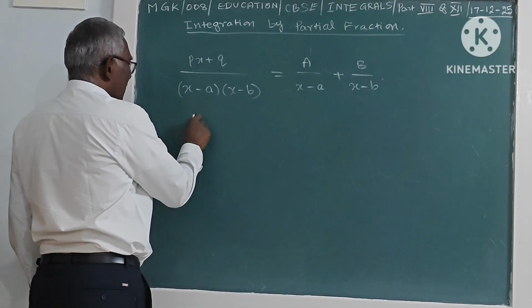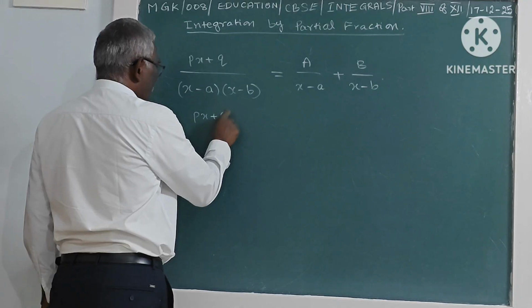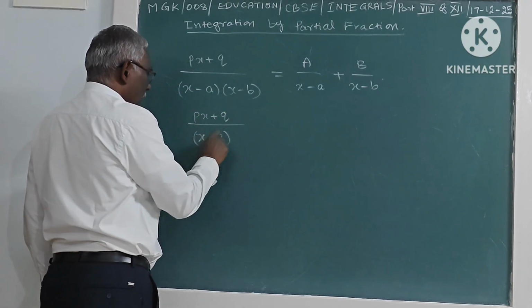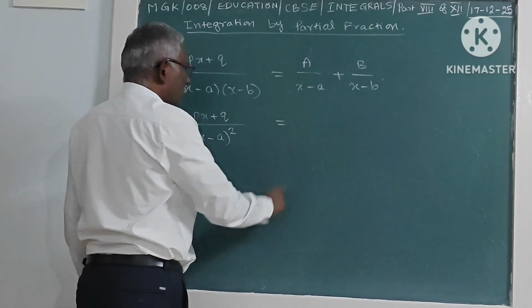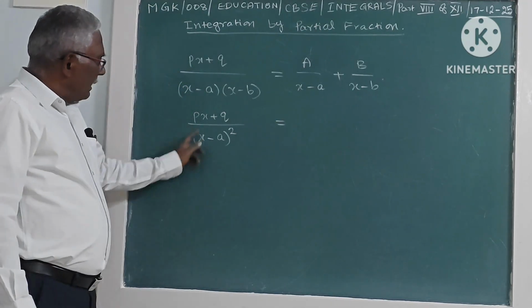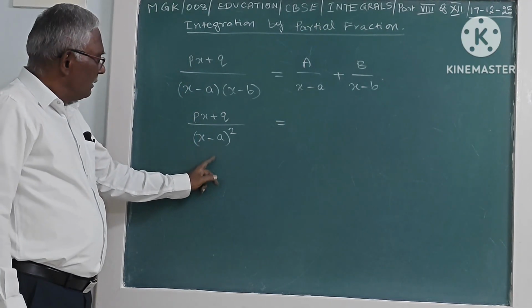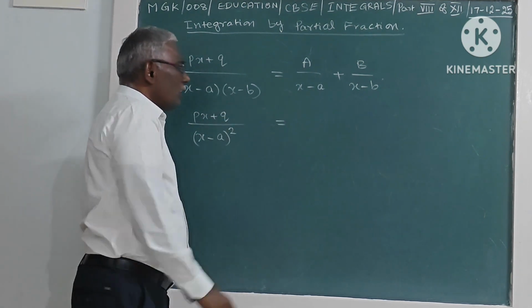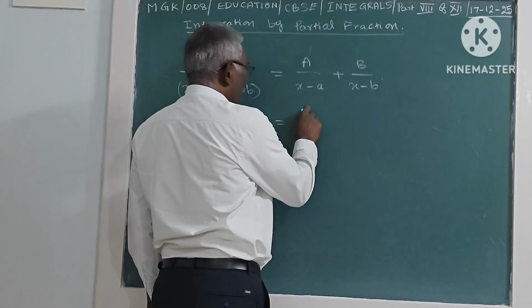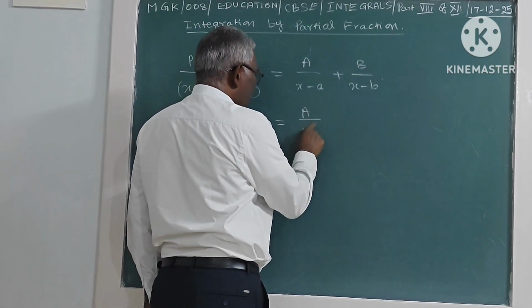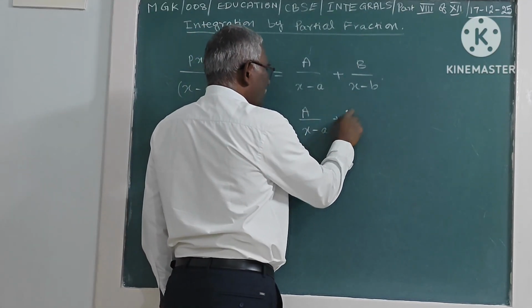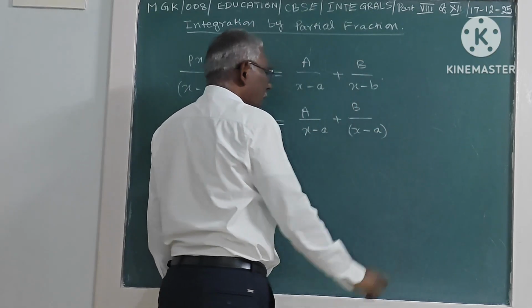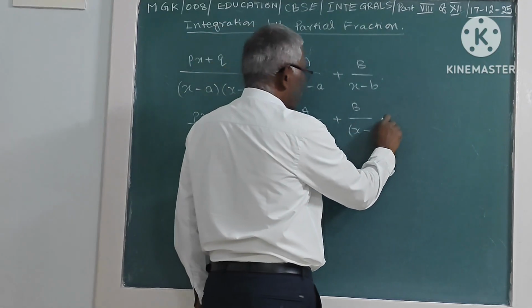The second one, we can write (px plus q) by (x minus a) whole square. So again this is a proper fraction only. So we can write this rational function as the sum of two partial fractions, A by x minus a plus B by (x minus a) whole square.